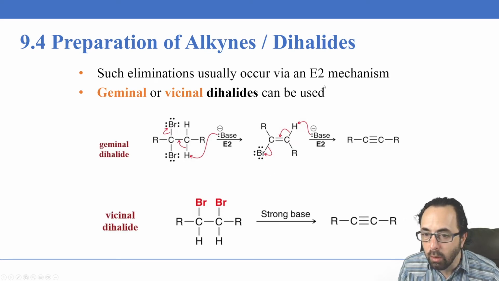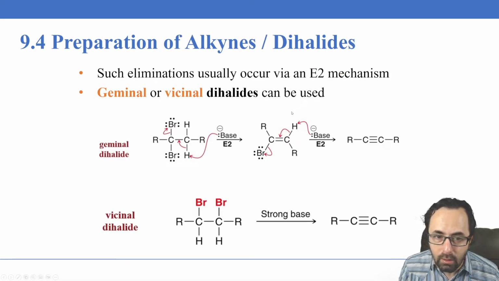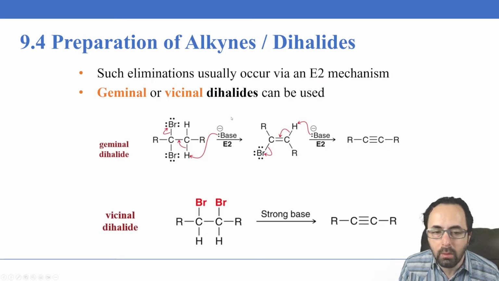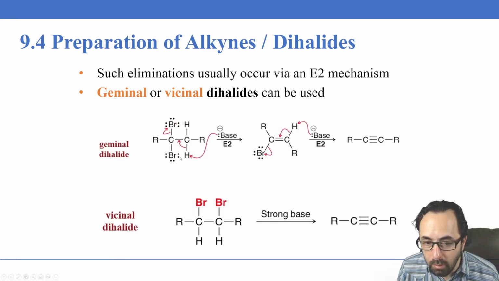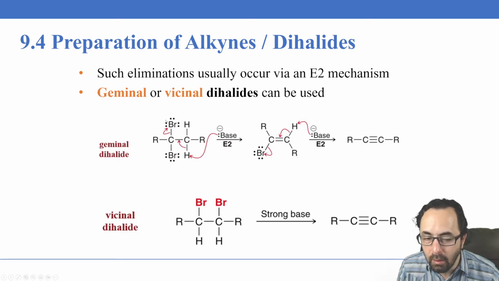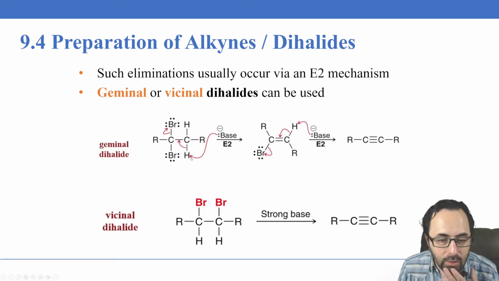Such eliminations will usually occur by an E2 mechanism. And when it comes to dihalides, there are two possibilities. We can have a geminal dihalide. Geminal refers to the fact that the halogen atoms are attached to the same carbon atom. If we have a geminal dihalide, a base can grab the proton that is anti-periplanar to the halogen, just like in an E2 reaction. If you've got two halogens, that's not such a big deal.